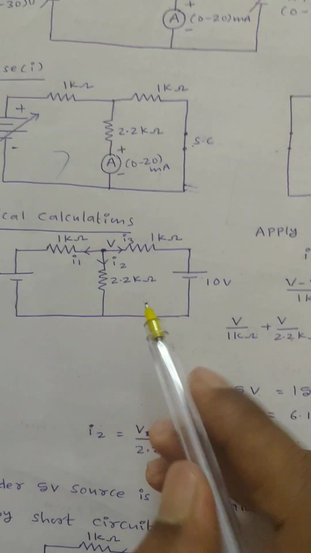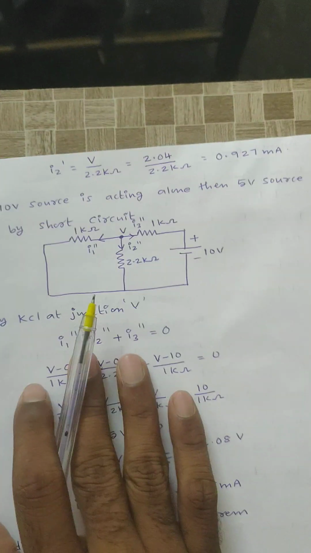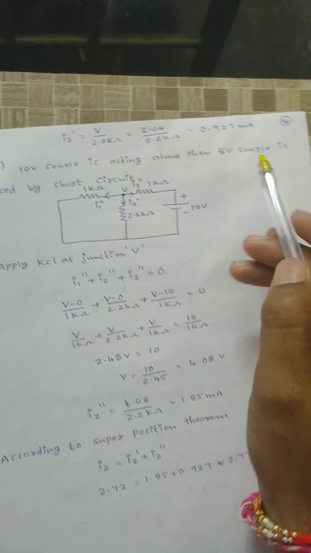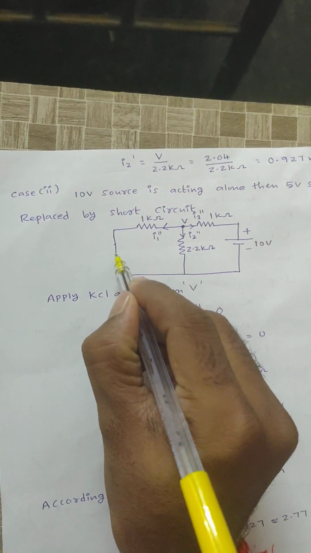Case 2: here the 10 volt source is acting alone, and the remaining source, that is the 5 volt source, should be replaced by a short circuit, right. This source is replaced by a short circuit here.